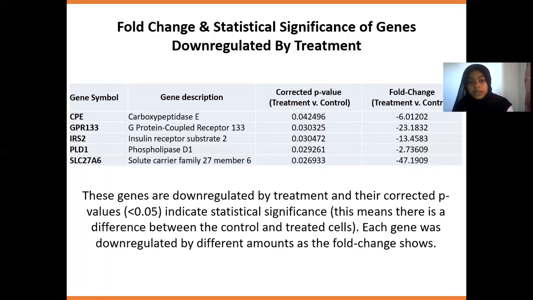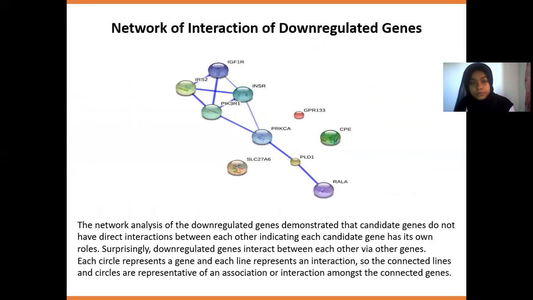And on the screen right now, what you see are the genes that were downregulated by the treatment. And again, they all meet the criteria of having a p-value of less than 0.05 and a twofold change of at least 2. And so this is the network of interaction of these downregulated genes.